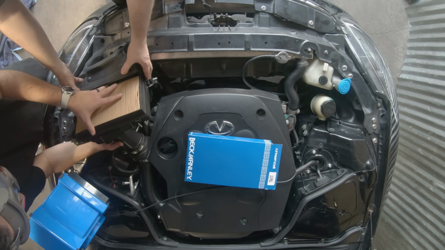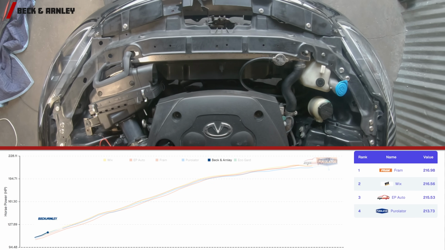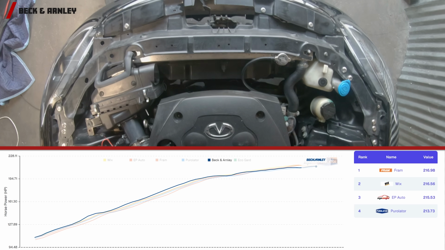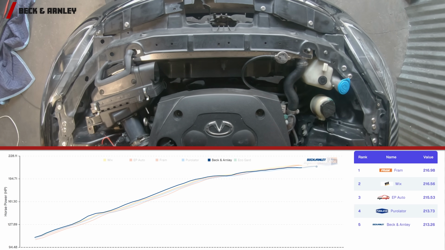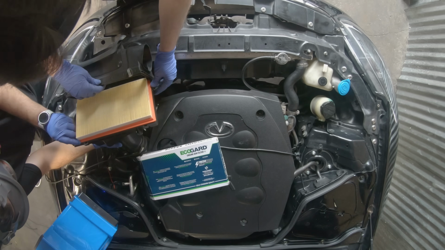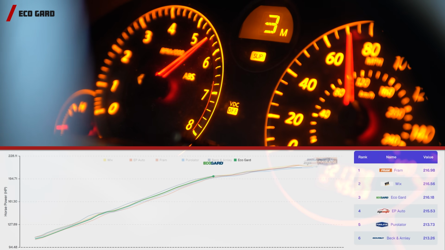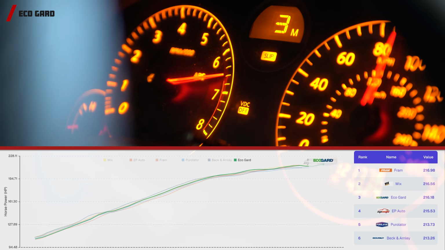Next up, we have the Beck & Arnley. It came in with a very disappointing 213.26 horsepower, placing it dead last in this competition. And lastly, we have the Echo Guard. The Echo Guard came in with a very respectable 216.18 horsepower.